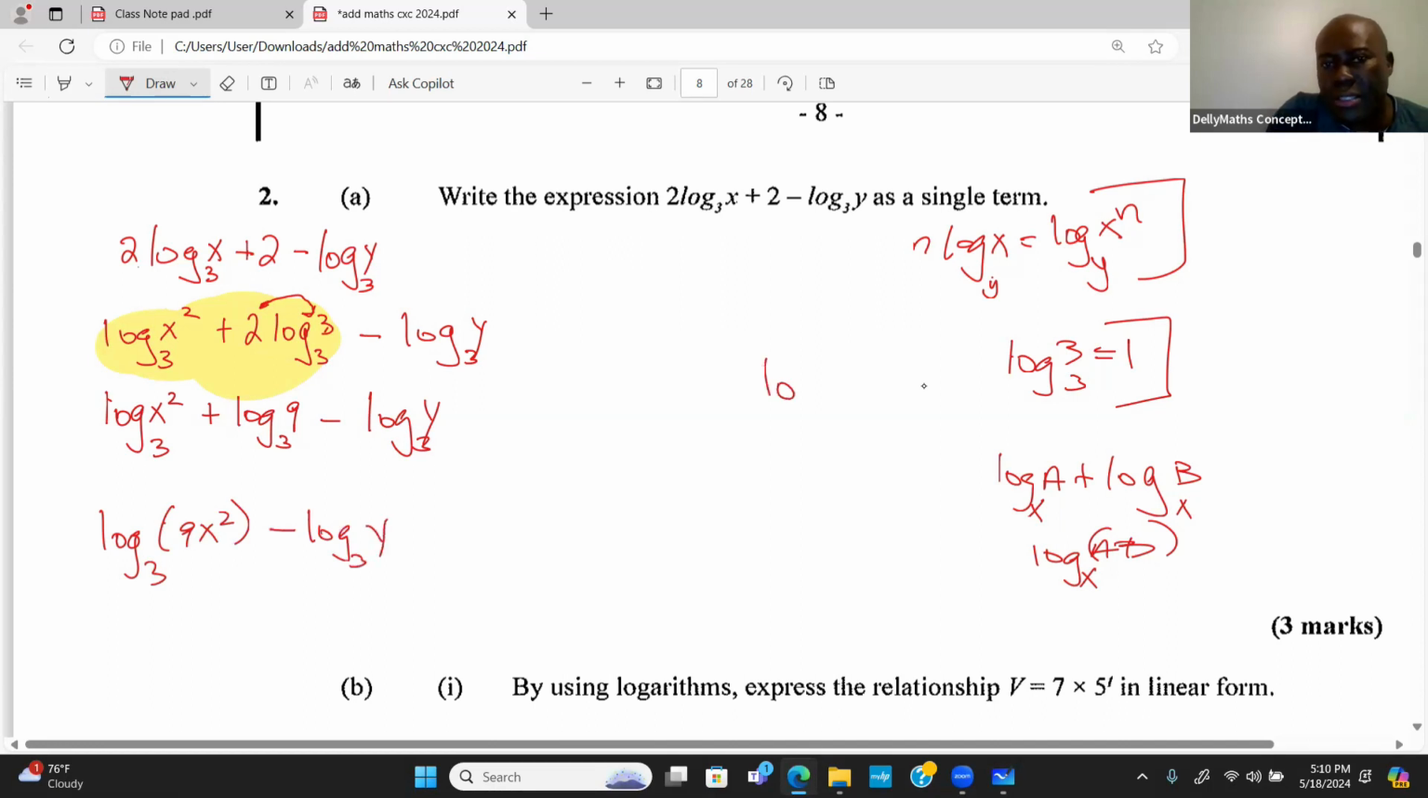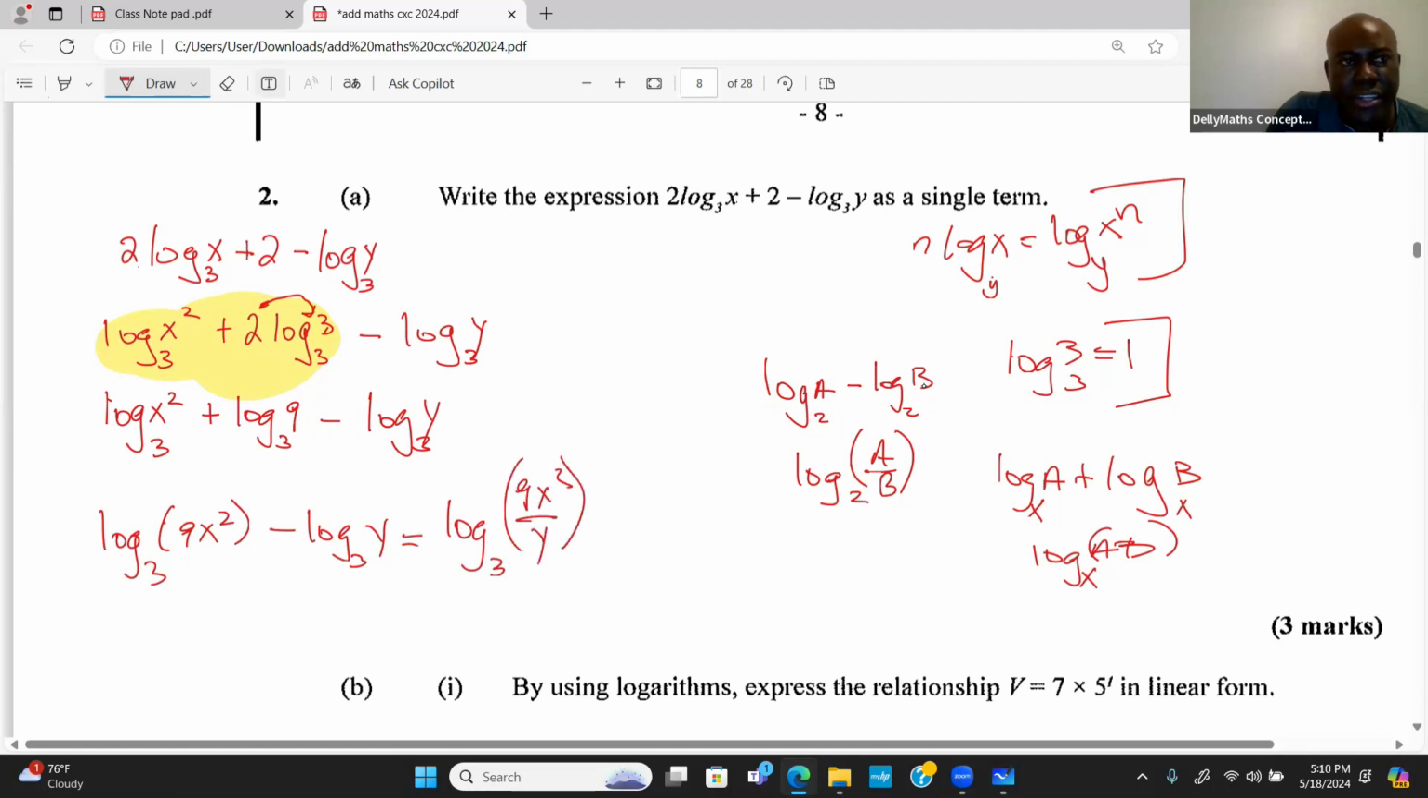Now, there's another rule that suggests that if you have the log, let us say base 2 of, say, a, minus log in base 2 of, say, b, as a single log, this is going to be log in base 2 of a divided by b, all right? So in that context, this here is going to equal log in base 3 of 9x squared over y. So here it is that we have resorted every single thing onto a single log, all right? There you go for 3 marks.